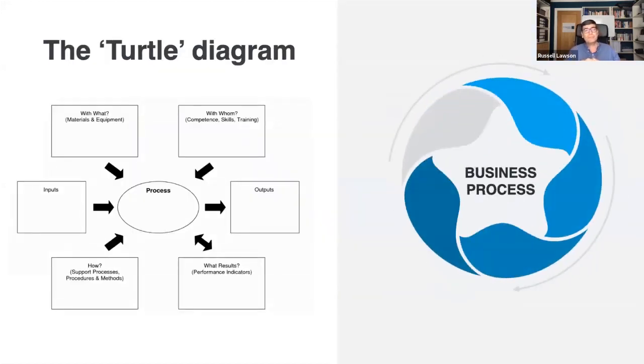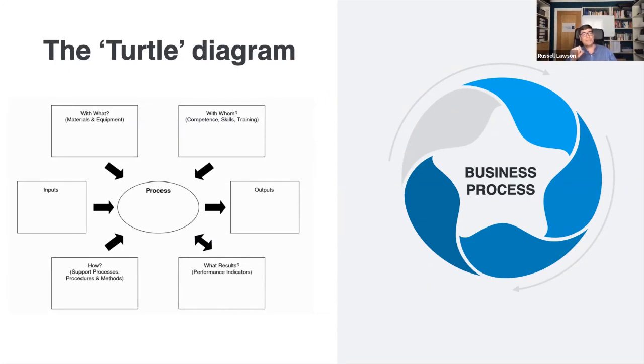Now, this brings us to the takeaway, and this is the bit that you can do yourself. This is something called the turtle diagram, which is something that we use in ISO. This is usually how we plan out processes. It's a visual tool that can be used to detail in quite a precise manner all of the elements of any given process within an organization.